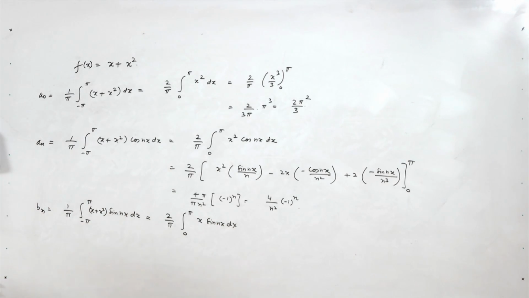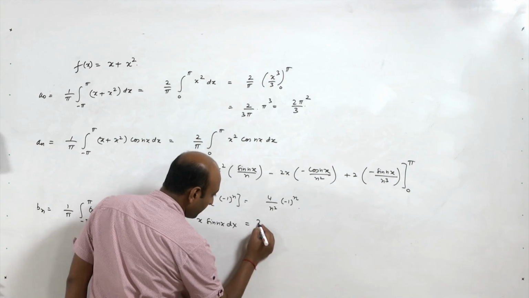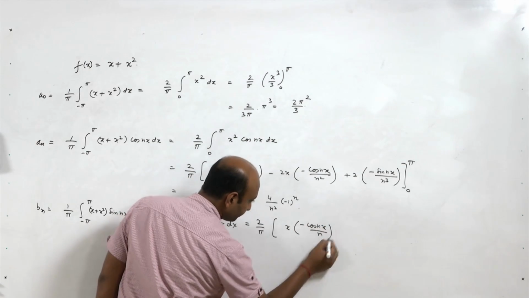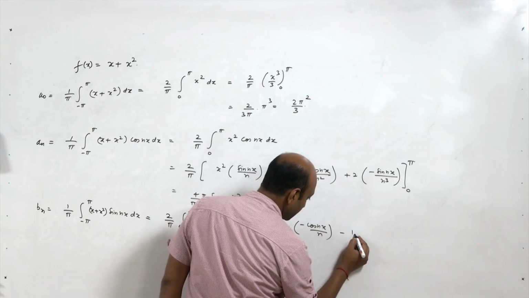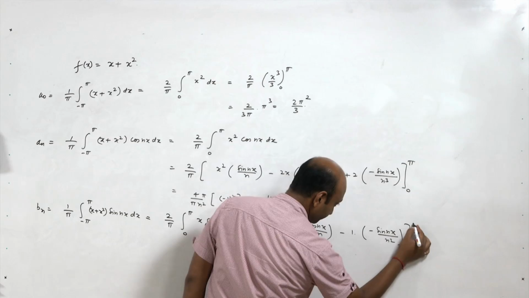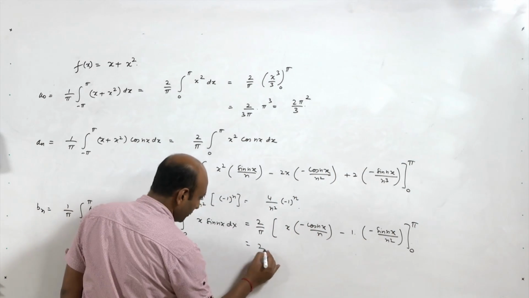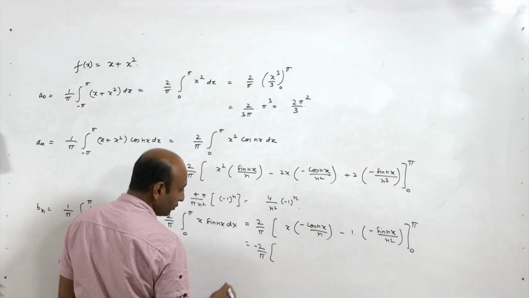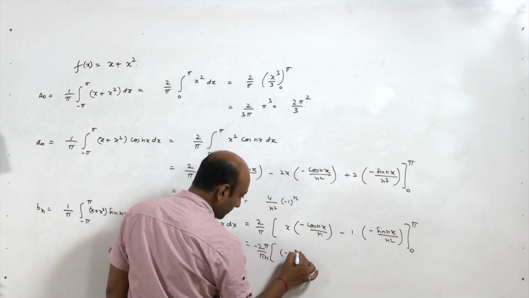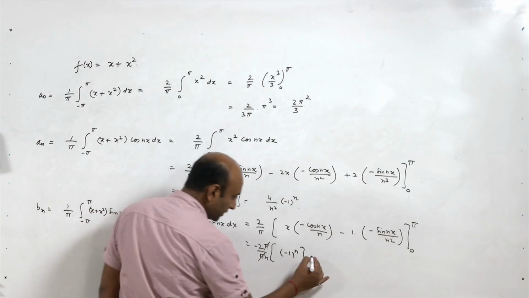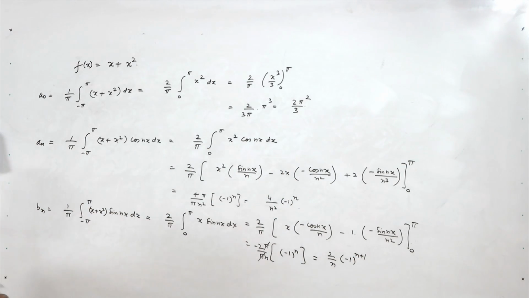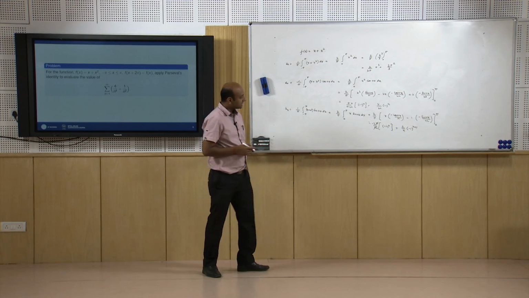So, again we will apply integration by parts here. It is nothing but 2 upon pi, x into minus cos n x upon n, minus derivative of first into integration of second, minus sine n x upon n square, from 0 to pi. So, it is nothing but 2 upon pi, minus will come out, n will come out, and it is nothing but pi times minus 1 to the power n. So, pi cancels out, it is nothing but 2 upon n times minus 1 to the power n plus 1. Okay. So, this expression will be here.